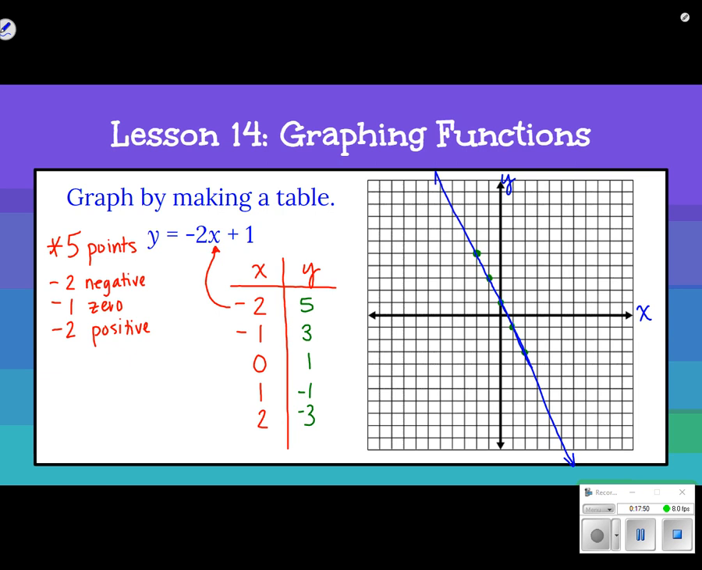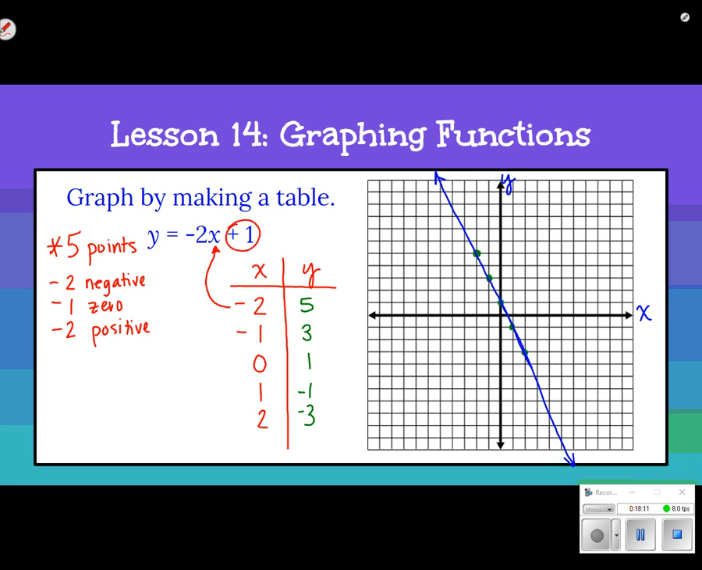No dinky lines, no little tiny lines. If you draw a line like this, just know I'm sad. Okay? Don't draw sad lines. Draw lines all the way across the plane. That's going to come in handy later when we get 2 lines on the plane and we're trying to see where they cross.